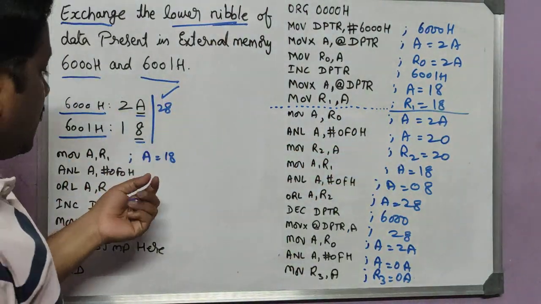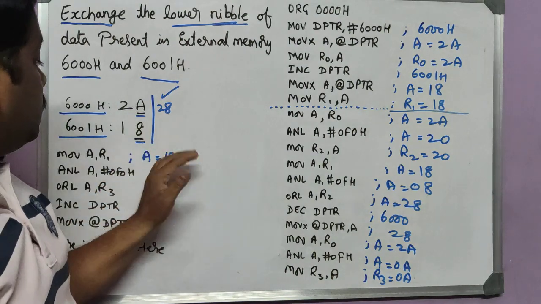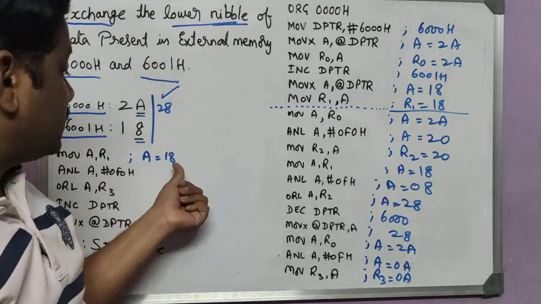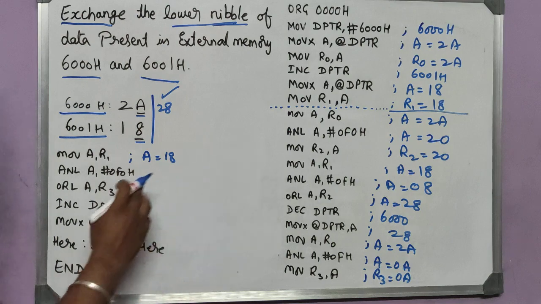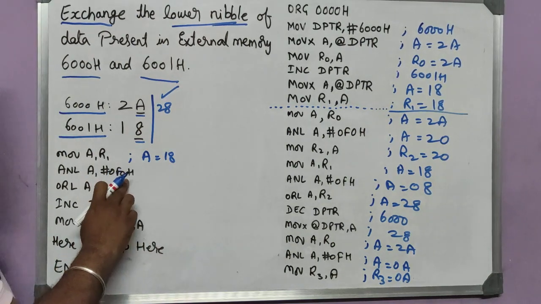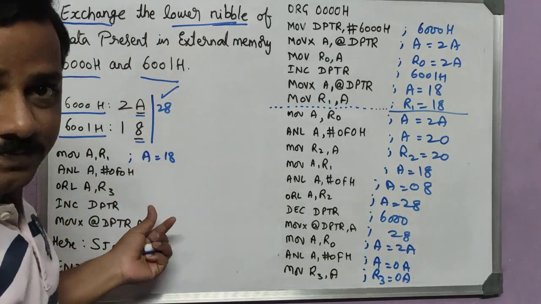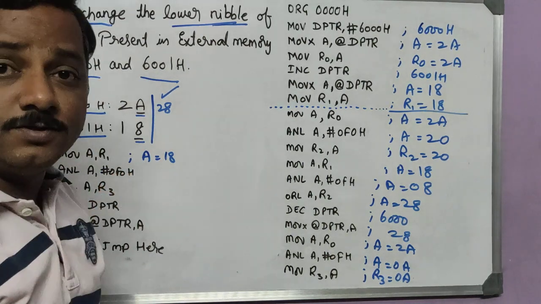Now I got 0A, but I should get 1A. So I should not get 8. I should mask the lower nibble. So to mask the lower nibble, in this place you put 0, in this place you put F. So ANL A, #0F0. You cannot write just F0. You may have that doubt why you are writing 0F0.